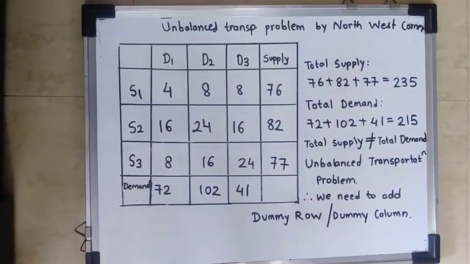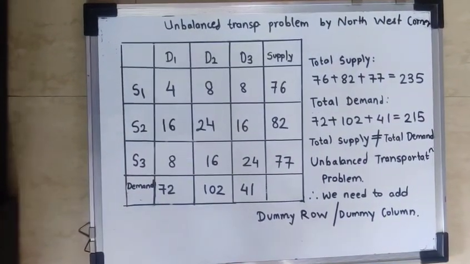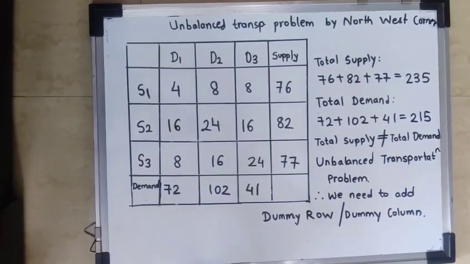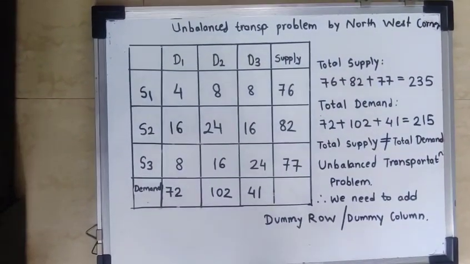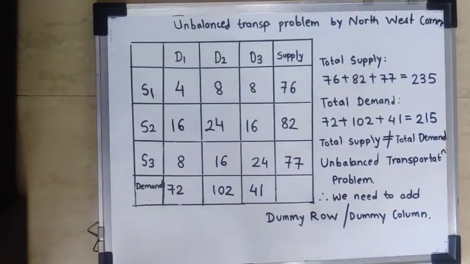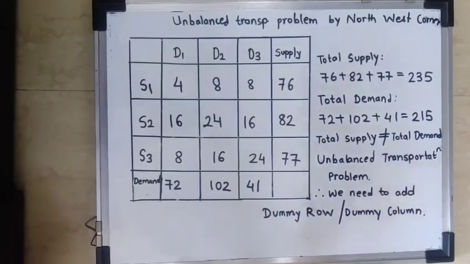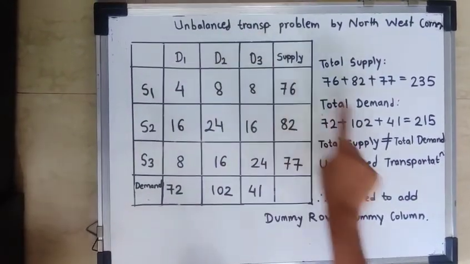In today's video, we are going to see how to solve an unbalanced transportation problem by northwest corner method. We are going to explain this in a very easy way. If you haven't seen the last video, please see the last video first, in which we have solved the sum which is balanced transportation problem.